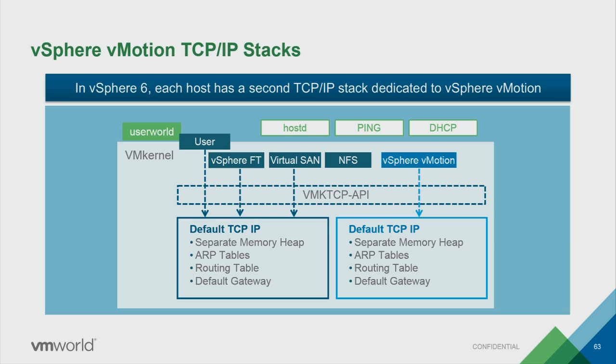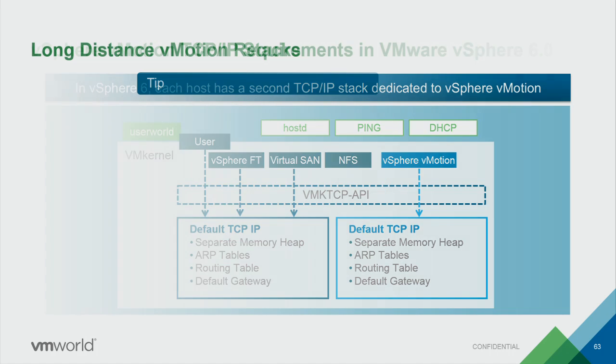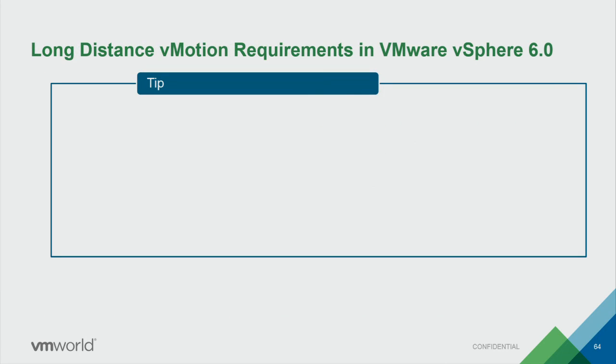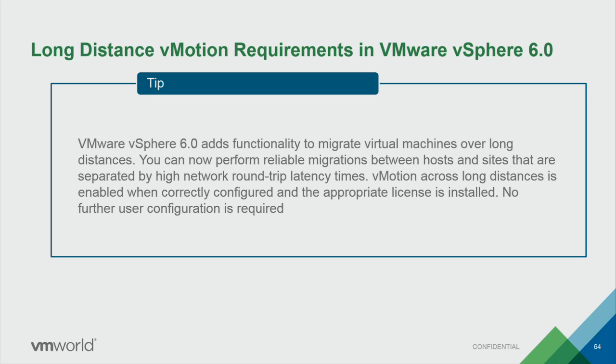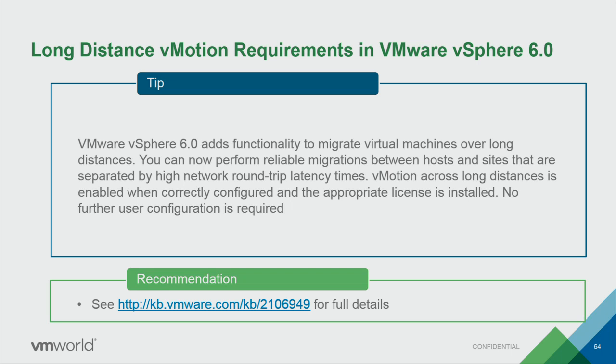vMotion in our current implementation is actually in its own IP stack, so it's separate and distinct kernel resources from other network communications. If we are using long-distance vMotion, which is now available in 6.0, we simply have to make sure that we meet the requirements, a maximum value for the round trip threshold. I think it's 150 milliseconds. But there are specific requirements, once again, outlined in the attached KB article here.